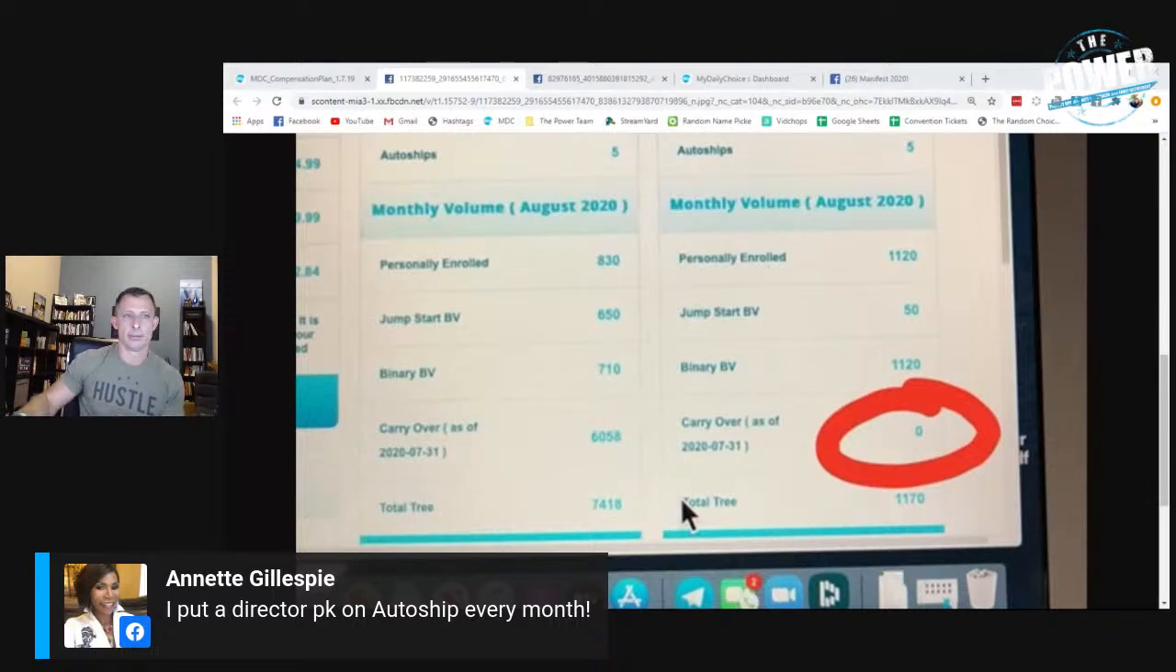The second requirement is right here. Do you see where it says personally enrolled? This is personally enrolled on the left leg, and this is personally enrolled on the right leg. The minimum that you need to have in the left and right leg, personally enrolled, is 90. This person has 830. Woo! This person has on their right leg 1100. Woo! So both of those are check, check, done. Now, if you look in your back office and you've got one side that's 90 or more, but the other side is less than 90, well, then you're missing something to be binary qualified.